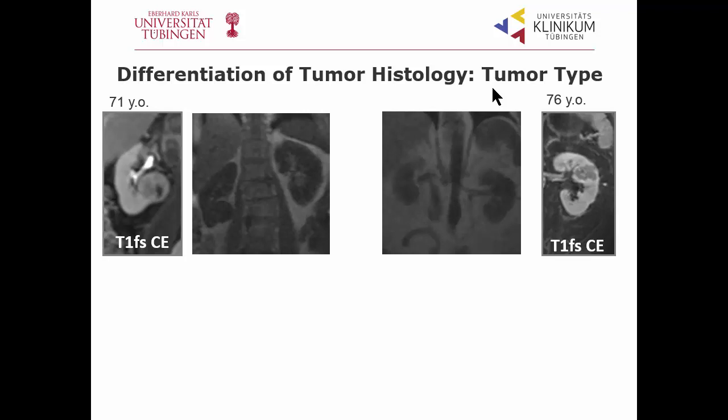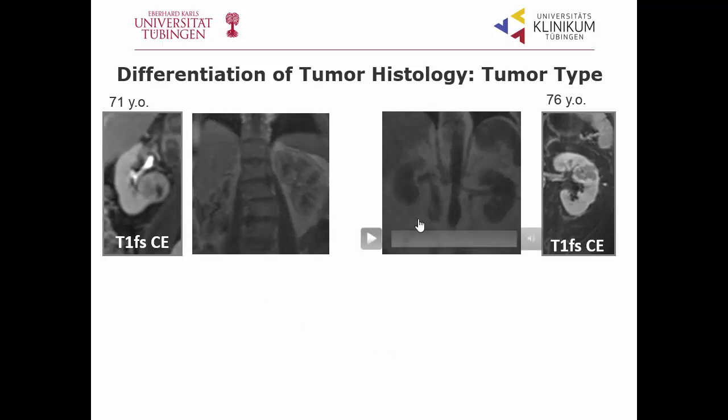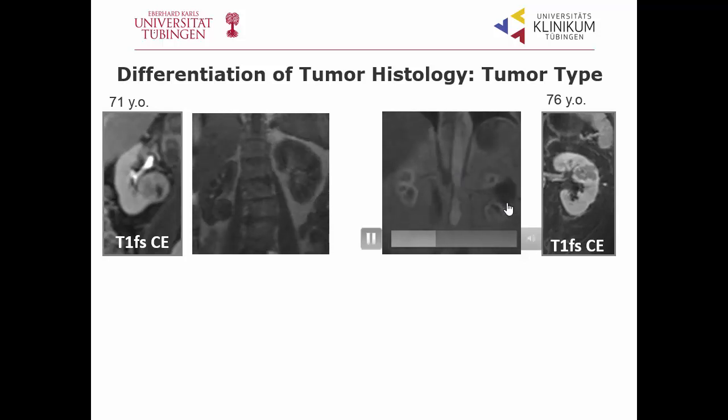So this brings us from tissue function to tumor histology. These are two cases of quite old patients, and those patients also have diabetes, hypertension, and they have a renal mass, which looks quite the same on morphologic imaging. If you look at the DCE sequences, we can see that one mass is hypervascular, whereas the other mass is hypovascular.